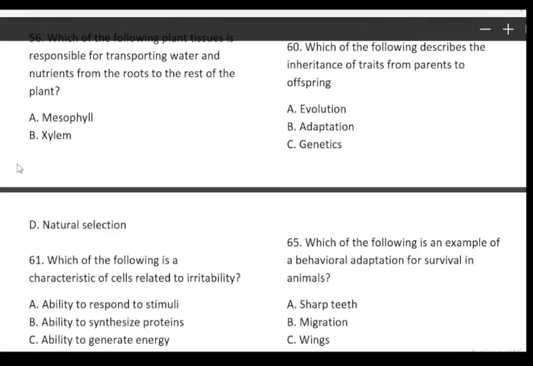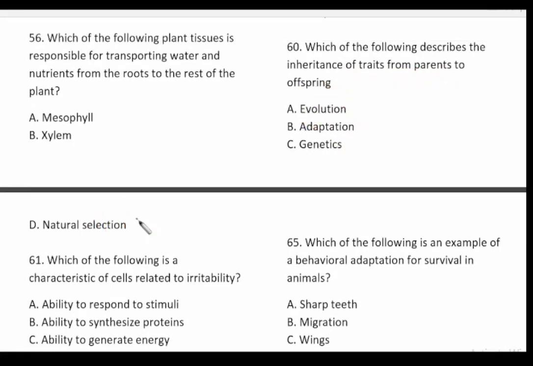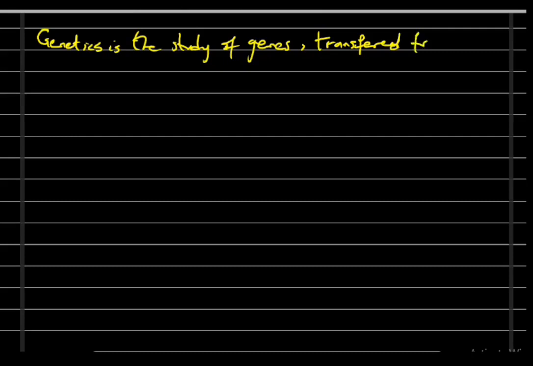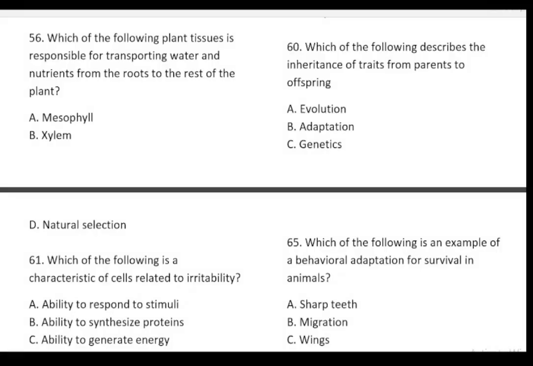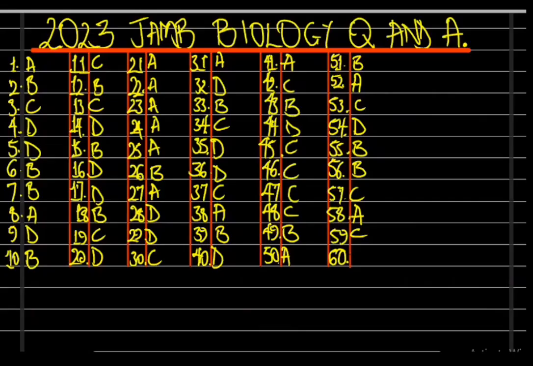Which of the following describes the inheritance of traits from parents to offspring? Evolution, adaptation, genetics, and then natural selection. The transfer of traits from parent to offspring is basically talking about genetics. It is not evolution, it is not adaptation, and it is not natural selection. It is genetics. Genetics is the study of genes transferred from parents to offspring. So that is basically what genetics talks about. So that is the answer to question 60, option C.